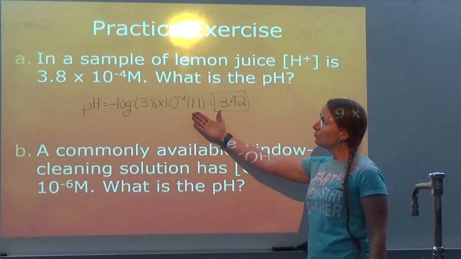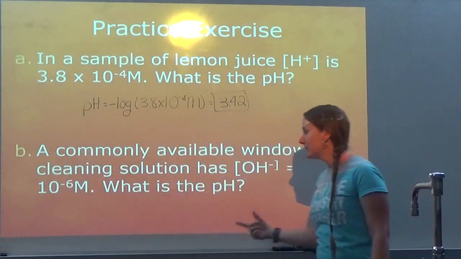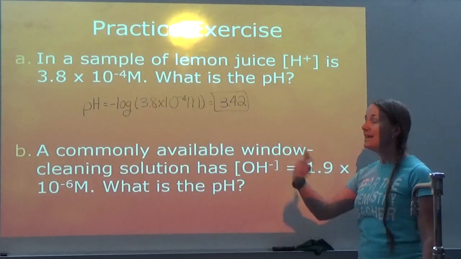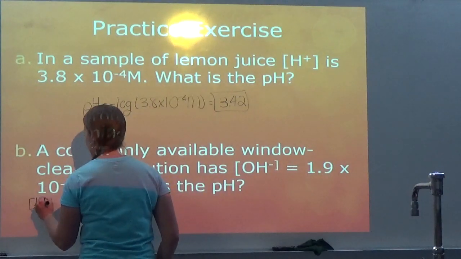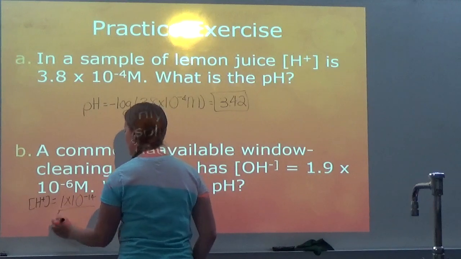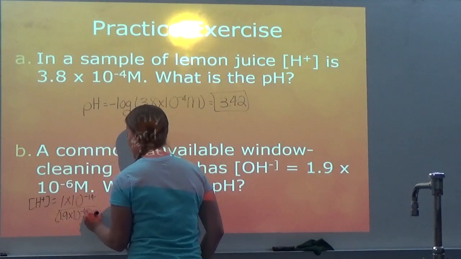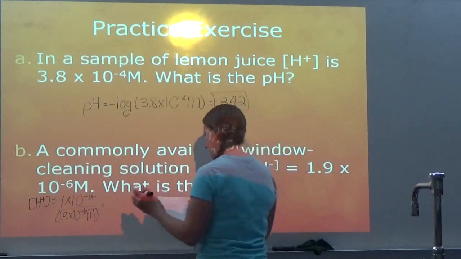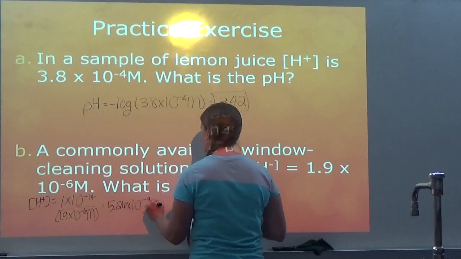I got to do this in one step because they gave me H plus, and so I could easily get to pH. But here I need to change OH minus to H plus first, then I can get to pH. So you always got to be careful of what you're actually given. All right, so H plus is 1 times 10 to the negative 14 divided by my OH minus, which is 1.9 times 10 to the negative 6. And so once I solve for that, I got 5.26 times 10 to the negative 9 molar.